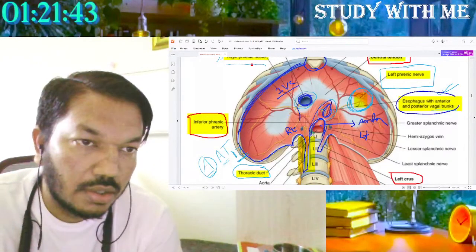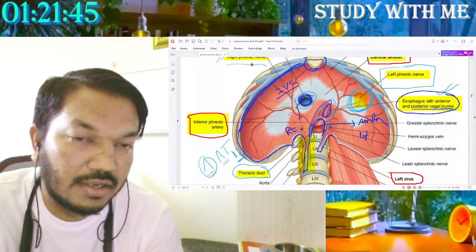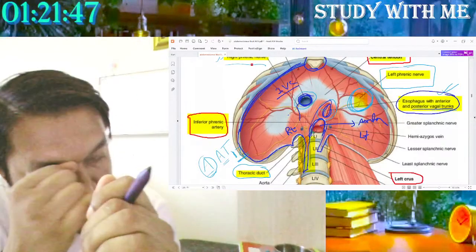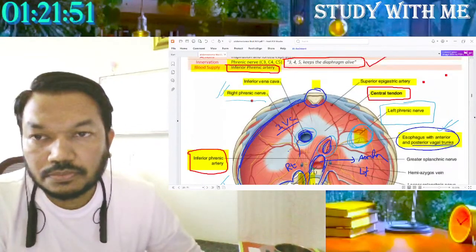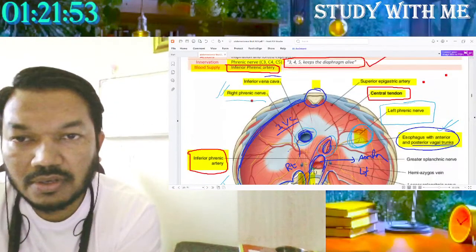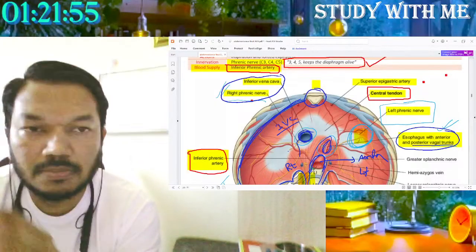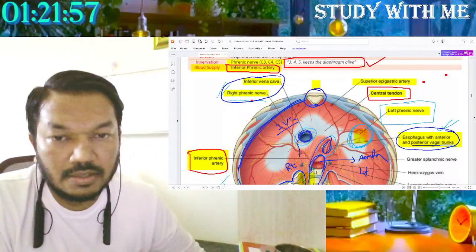Esophagus with anterior and posterior vagal tract. Very important. Esophagus with anterior and posterior vagal tract. Then inferior vena cava with right phrenic nerve. And it remains in the center.